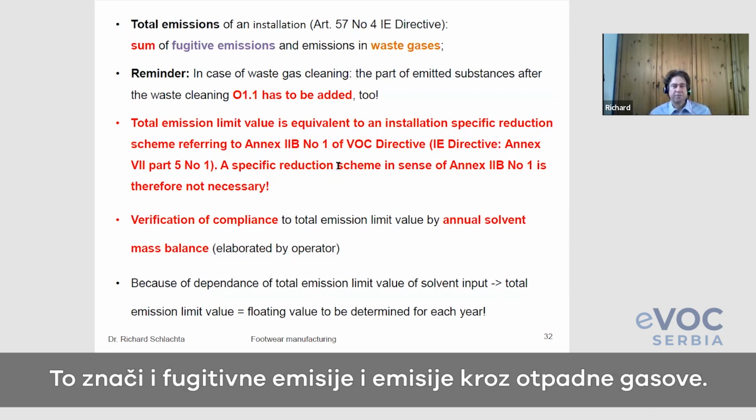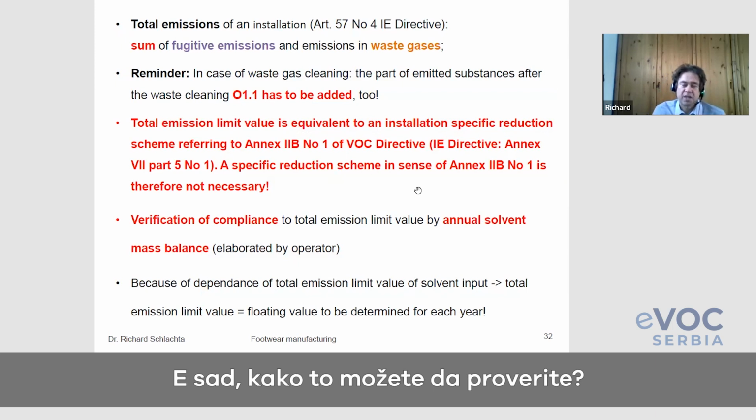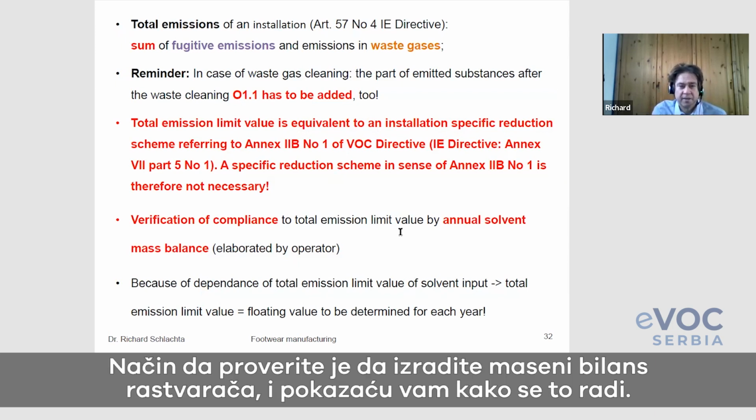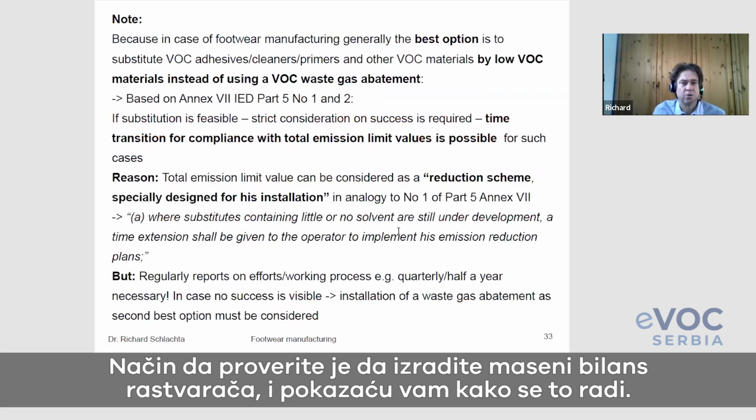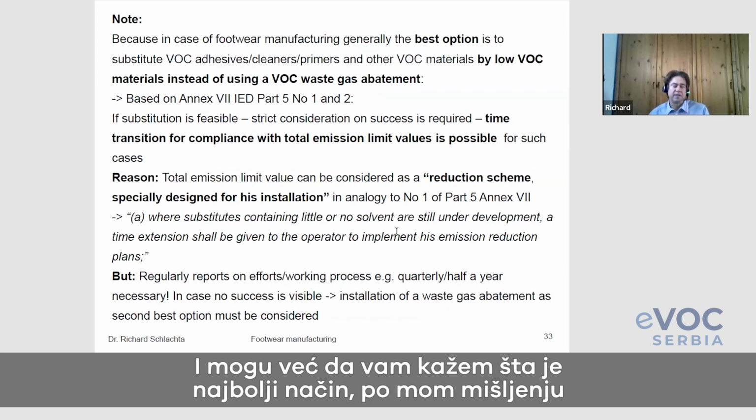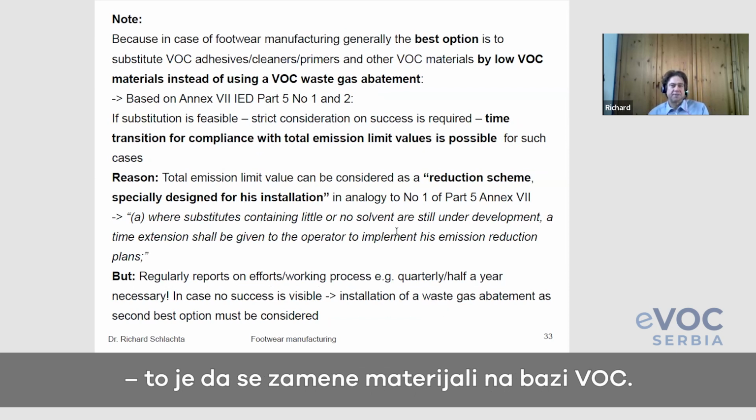That means the fugitive emissions and what comes out from the waste gases. And how can you verify it? The way for verification is the annual solvent mass balance. That is the way, and I will show you how we do this. And here I can already tell you the best way, in my opinion, is to substitute the VOC materials.